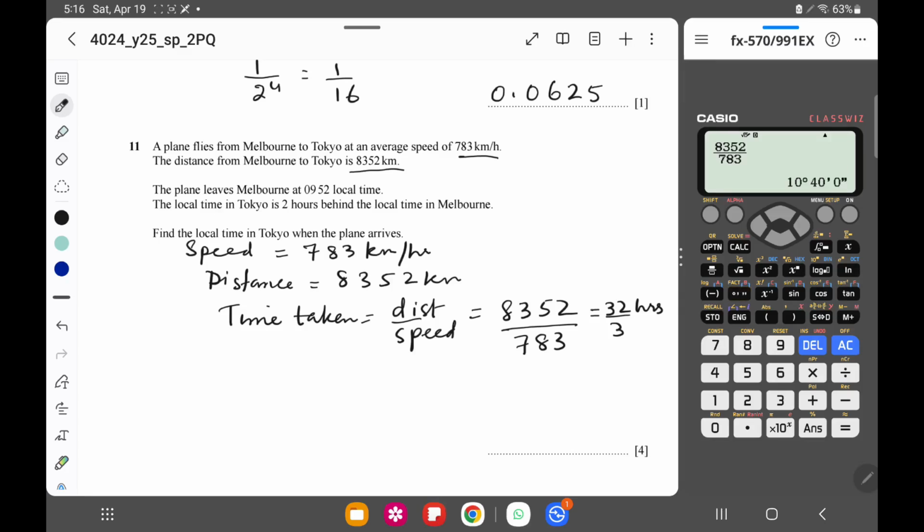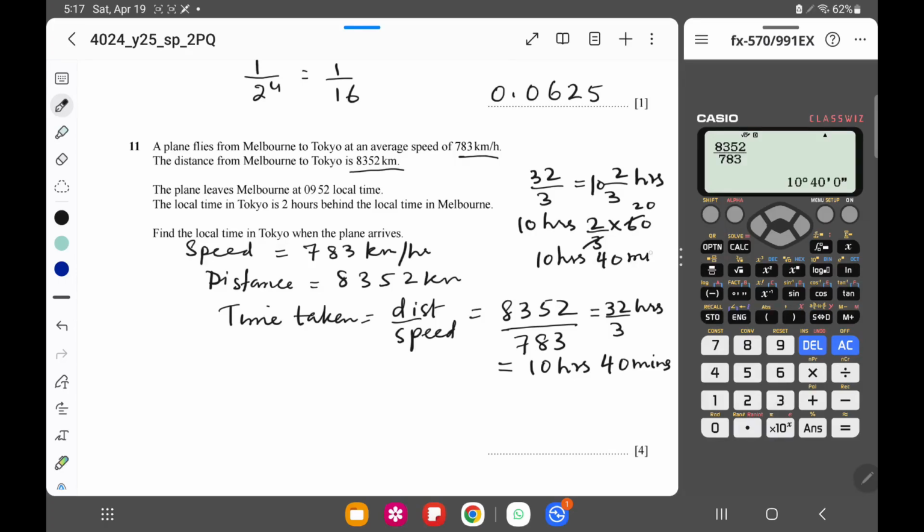So that is 10 hours 40 minutes. I'm showing it to you again. That is 10 hours 40 minutes. If this type of question comes in paper 1, then 32 over 3 you can write as 10 and 2 over 3 hours. It means 10 hours, and 2 over 3 times 60 minutes. That is 10 hours 40 minutes. I've shown you both ways.